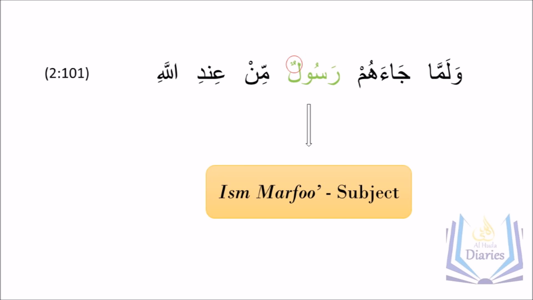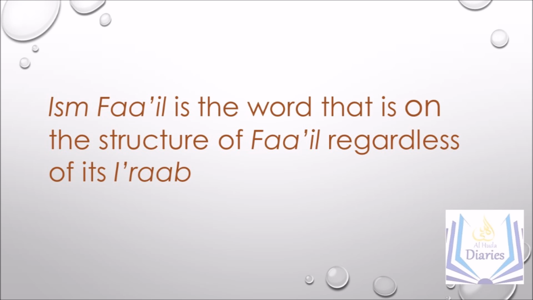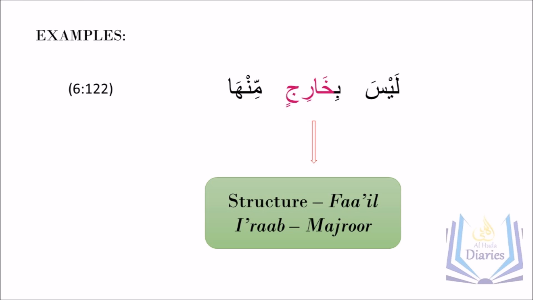Another example. وَلَمَّا جَاءَهُمْ رَسُولٌ مِّنْ عِنْدِ اللَّهِ. Rasulun is the Ism Marfu in the sentence as indicated by the dhamma. The fa'il structure is where the word itself is doing an action. It is the word on the structure of fa'il regardless of its i'rab, so it could be in the rafa, nasab or jar state. As long as it's on the word structure of fa'il, then it is Ism Faa'il, meaning the doer. For example, laysa bi kharijin minha.